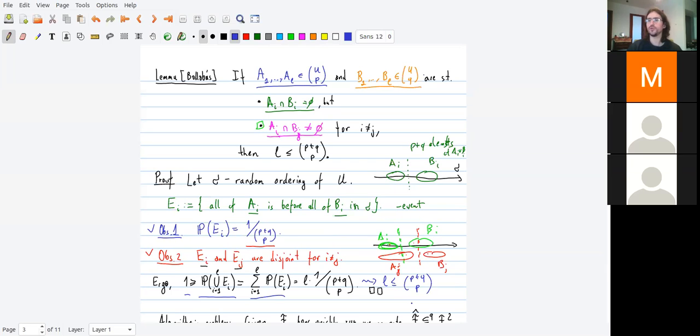Are there any questions to this proof? Or maybe you can put a +1 in the chat if you are happy with this proof. Can you repeat the proof of observation 2? The proof of observation 2.